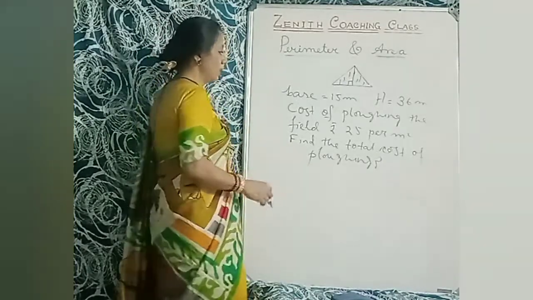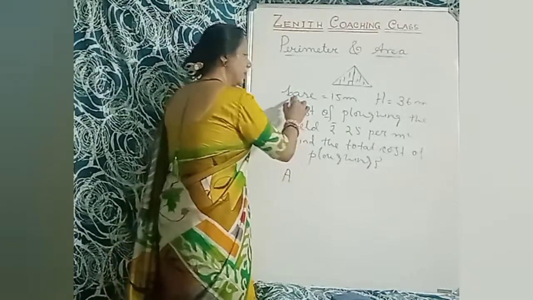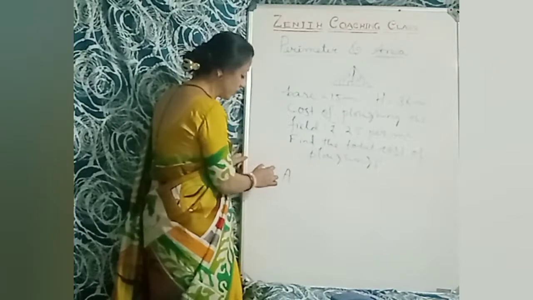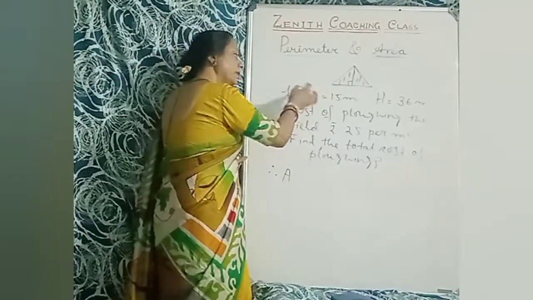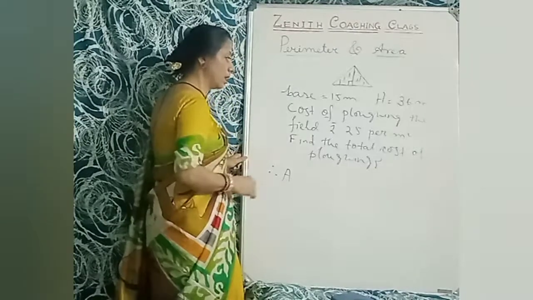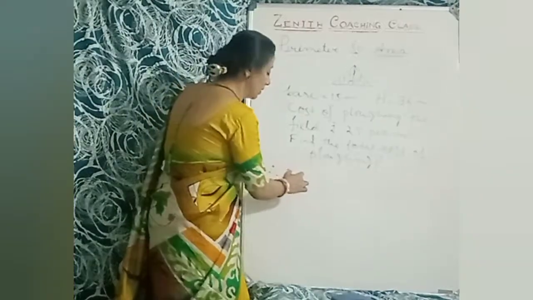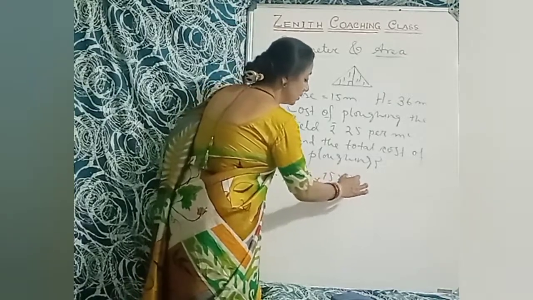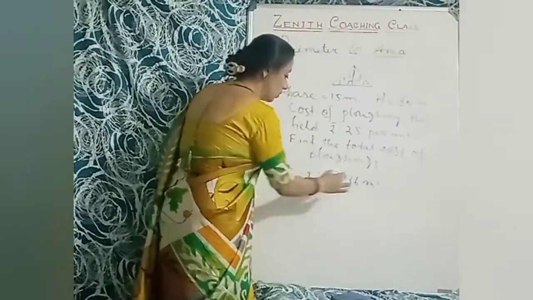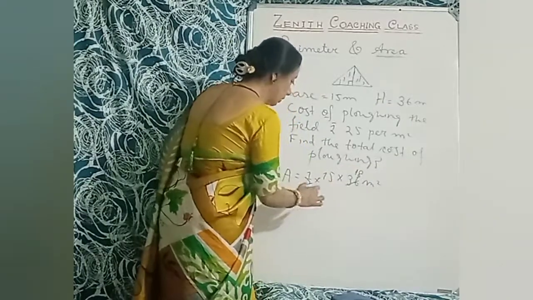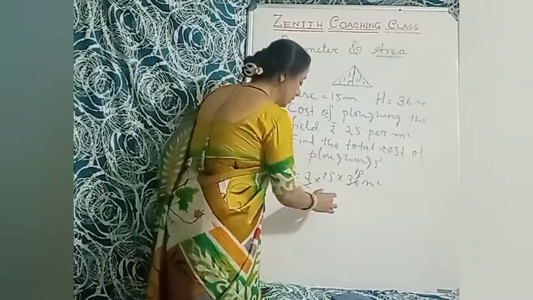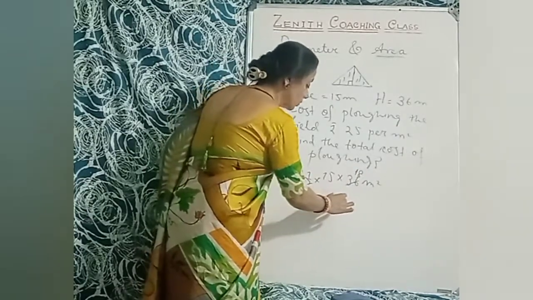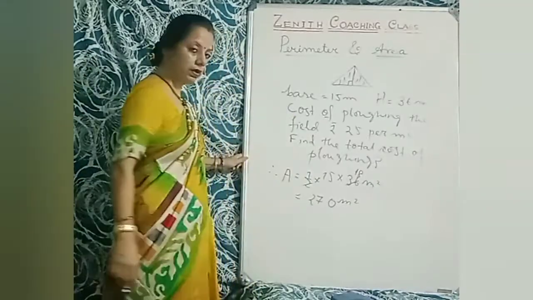Okay, so you will write base equals 15 meter. I am not writing it all; I am starting directly from area. But you will write base equals 15 meter, height equals 36 meter. So area equals half multiplied by base multiplied by height. That is meter square. So half of 36 is 18. So area equals 15 times 18: 15 eights are 120, 120 and 0, 12 in hand. 15 ones are 15, so 270 meters square. This is the area.